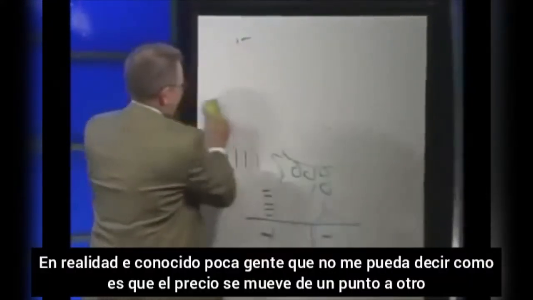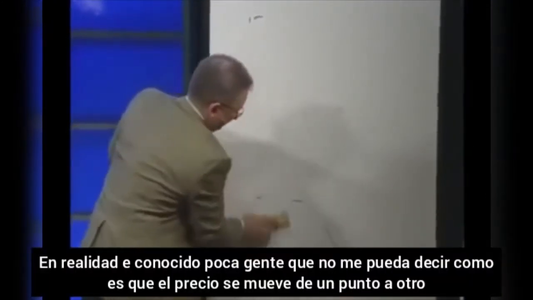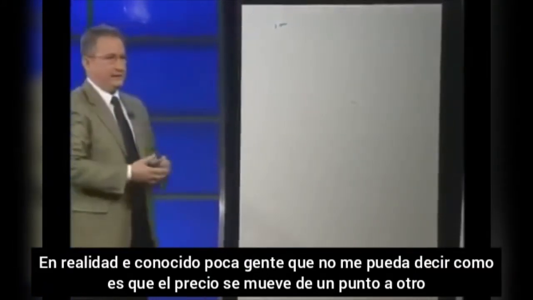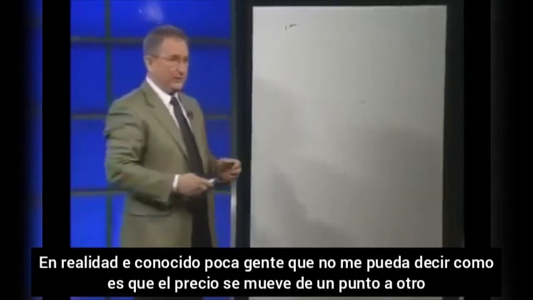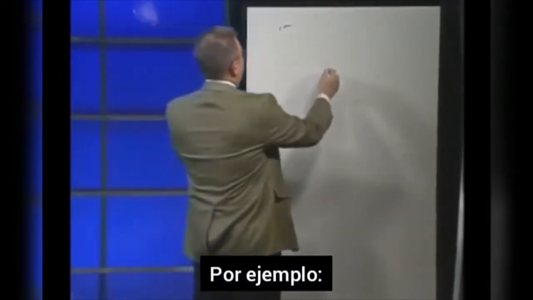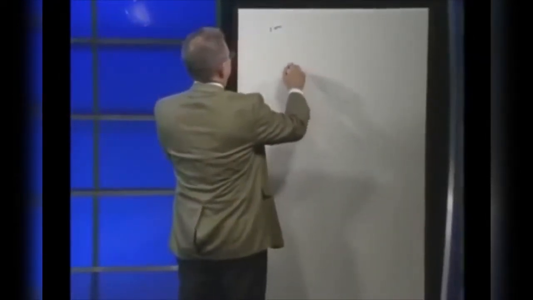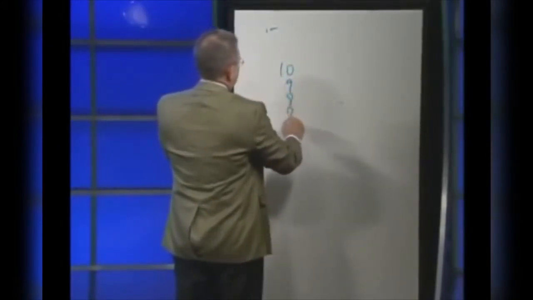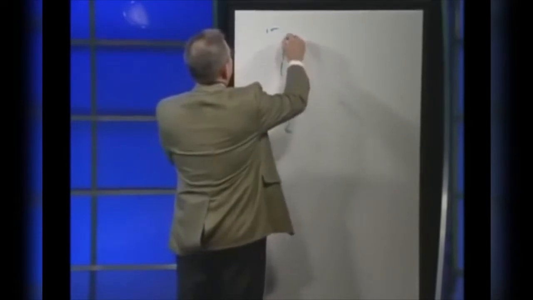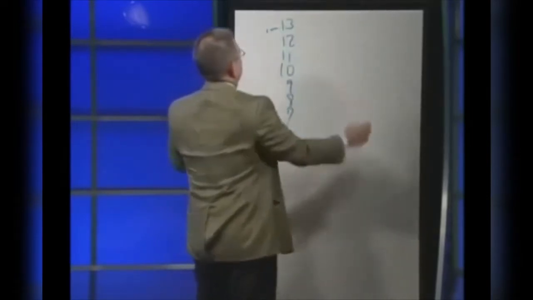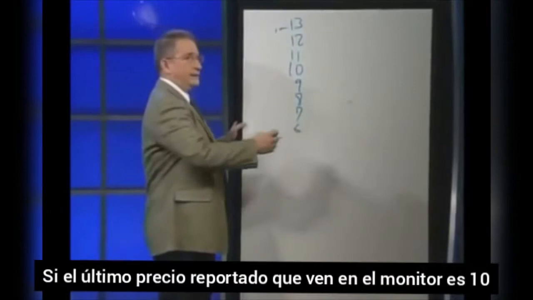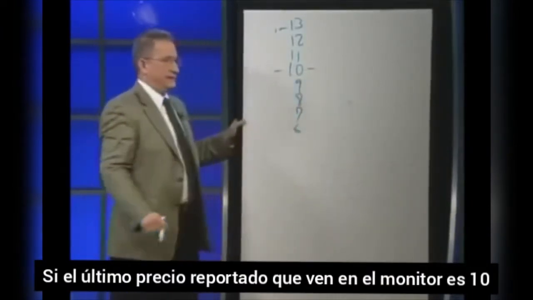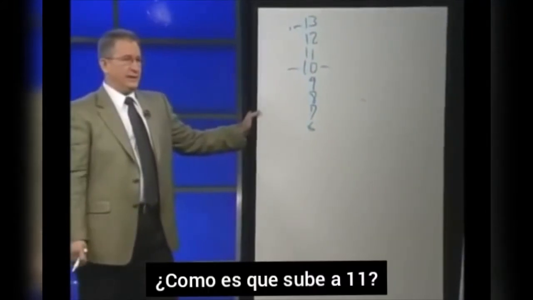Now actually I haven't addressed a group yet where very few people, if anybody, could tell you exactly how prices move from one price level to the next. So for an example: 10, 9, 7, 6, 11, 13. If the last reported price that you see on your screen of something is 10, how does it get to 11?